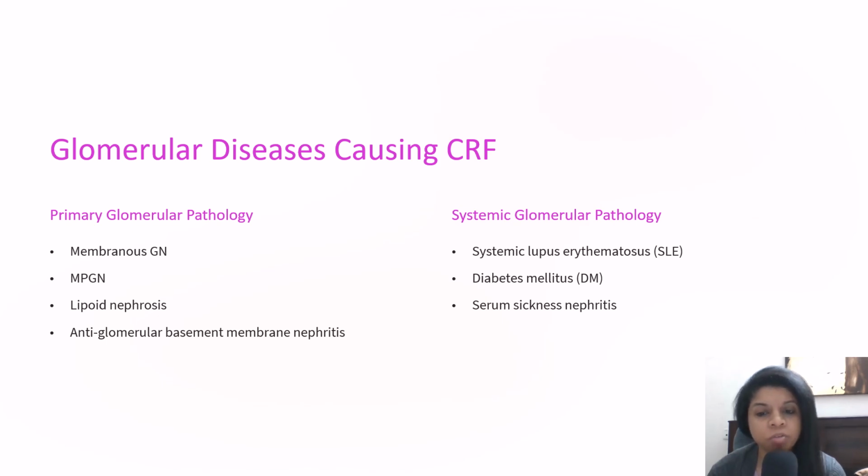In systemic, you have to remember mainly two things, that is SLE and diabetes mellitus. Diabetes mellitus, you'll be thinking it is not mainly autoimmune, but you should remember that type 1 diabetes mellitus is autoimmune, that is antibody to the insulin in pancreatic beta islets that is causing diabetes. So these are the causes in the glomerular.